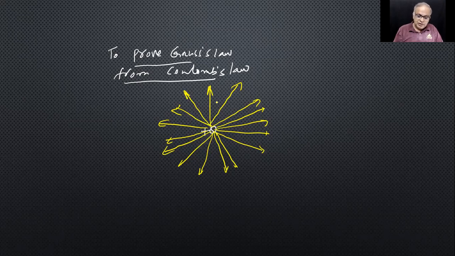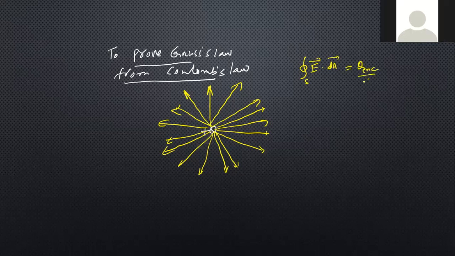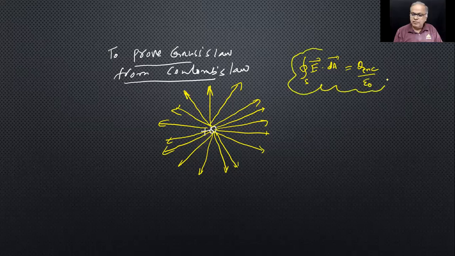Right. Now, how do I prove Gauss's law from here? Let me see. First, let us recollect what Gauss law is. What is it? Integral E dot dA over a closed surface is equal to charge enclosed by epsilon 0. This is the statement of Gauss's law. Okay. Now, that I want to get.